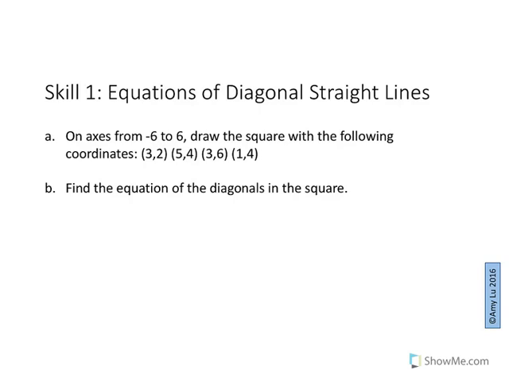So here we go. First thing you need to do is on an axis from -6 to 6, draw the square with the following coordinates. And when I say to draw, we use axes from -6 to 6. Basically, you go from -6 on one end to 6 on the other end, 6 on one end to -6 on the other end. So at this time, go ahead and do part A.